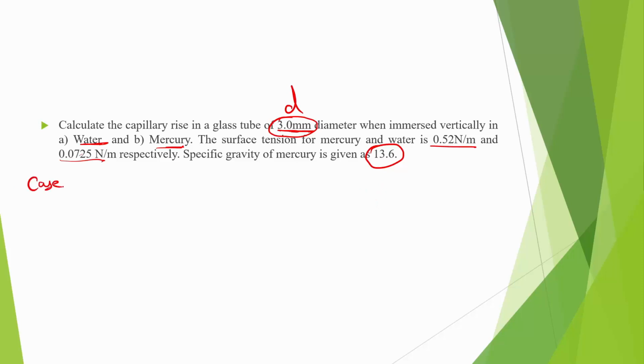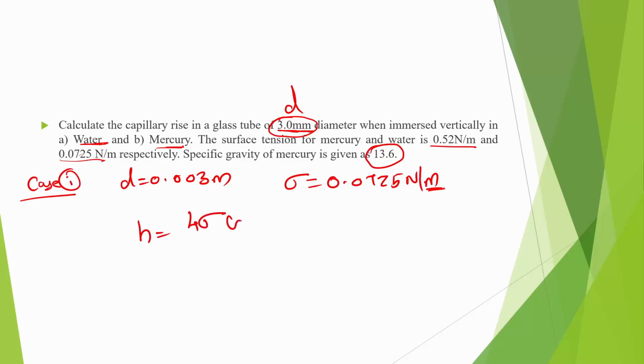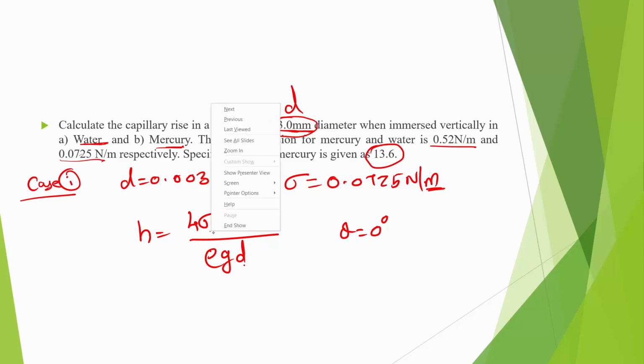So let us try to solve case 1. Now in case 1, your diameter is 0.003 meter. I'm converting it into meters. Keeping it in mm will also do, but let us try to have the habit of converting into SI units. Then you have sigma as 0.0725 Newton per meter. You have to be careful when you convert. Then the formula H is given by 4 sigma cos theta by rho g d. Now for water, theta equals 0 degree and diameter is given. So sigma is given, sigma of water.